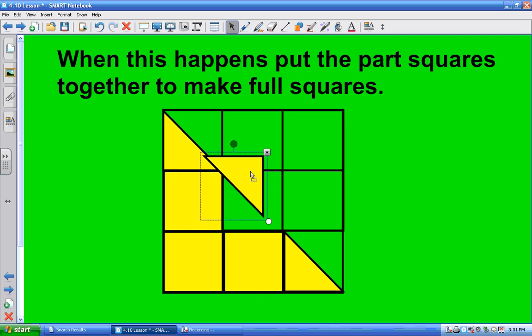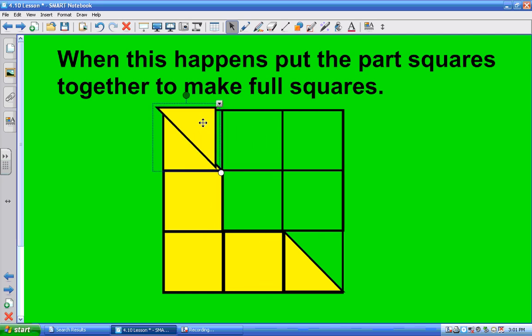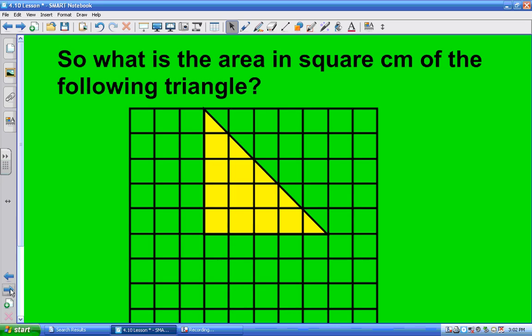So you take the part that was here, right? Remember that one? It used to go right down here. It used to be right here, and move it to right there. So we can take the actual parts, and we can put them together, and we can make full squares, can't we? So let's take a look at the next question.